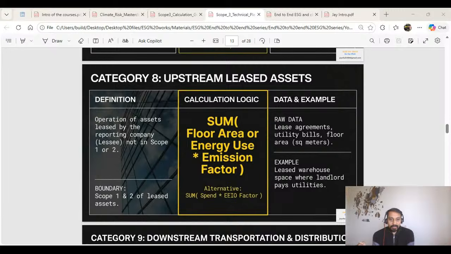For category 8, upstream leased assets, that covers warehouses and manufacturing, which is also covered under category 2. Here you have to understand that if you are using your warehouse for your manufacturing process, that warehouse, the leased asset area, you have to consider under your category 8. And capital goods in category 1 will be separate.